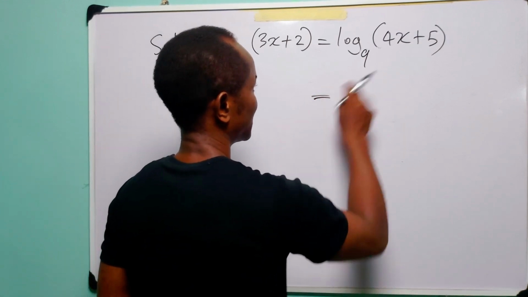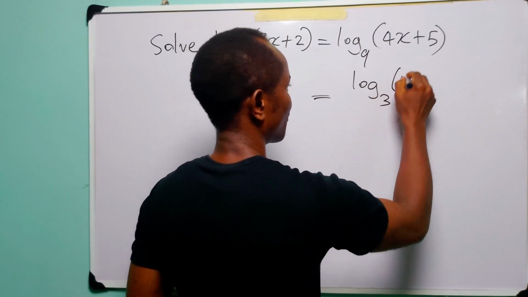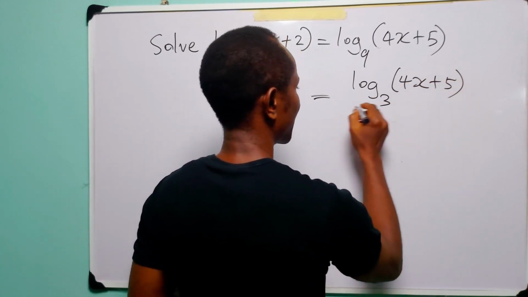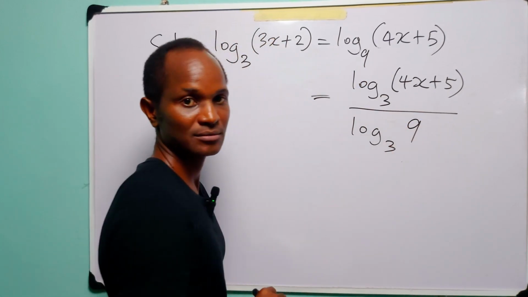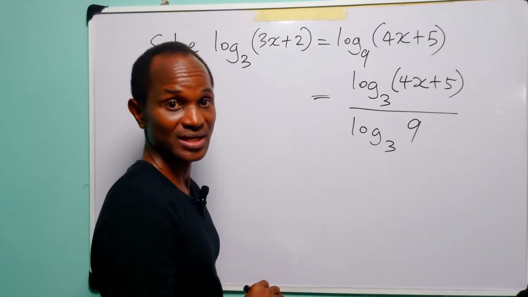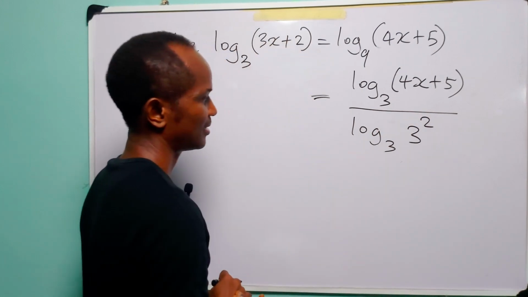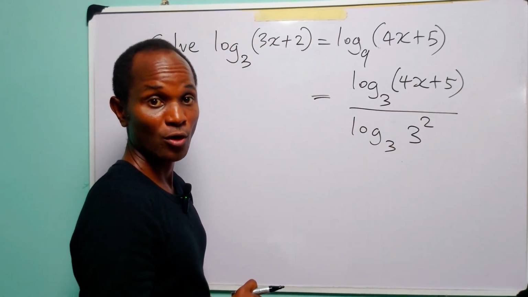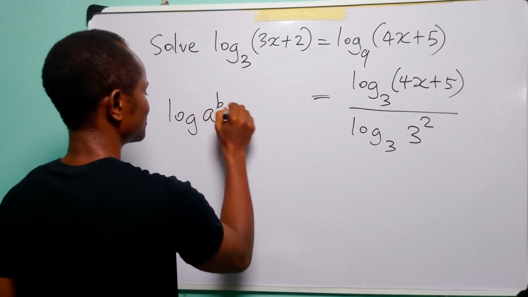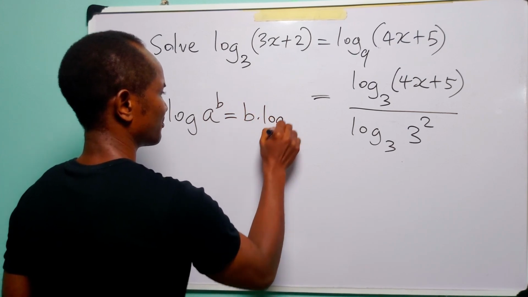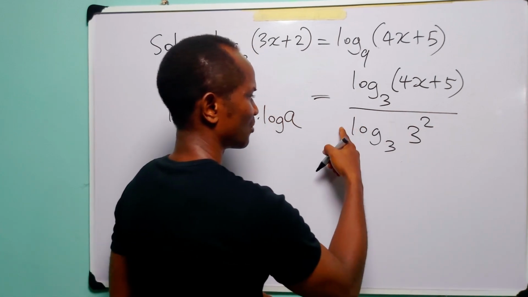When we do that, we have that this becomes log to base 3, that is the new base, of 4x plus 5 divided by log to base 3 of 9. But then we know that 9 is equal to 3 squared. So let us write this as 3 squared. Now at this point, let us recall the power law of logarithms. That is that law that says that log of a raised to power b is equal to b multiplied by log a. With this law, we can simply bring down this 2 to multiply.